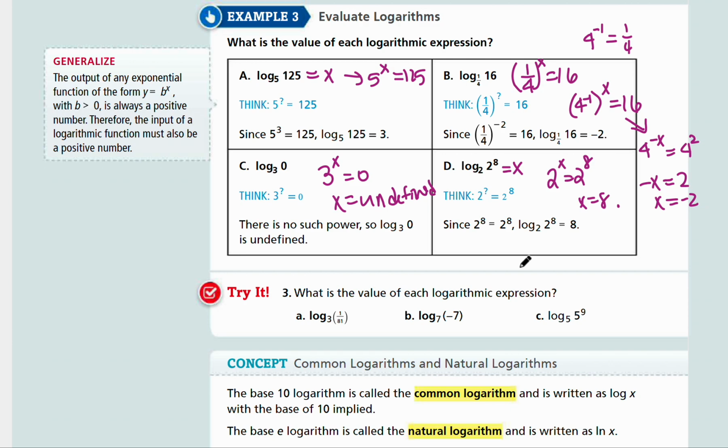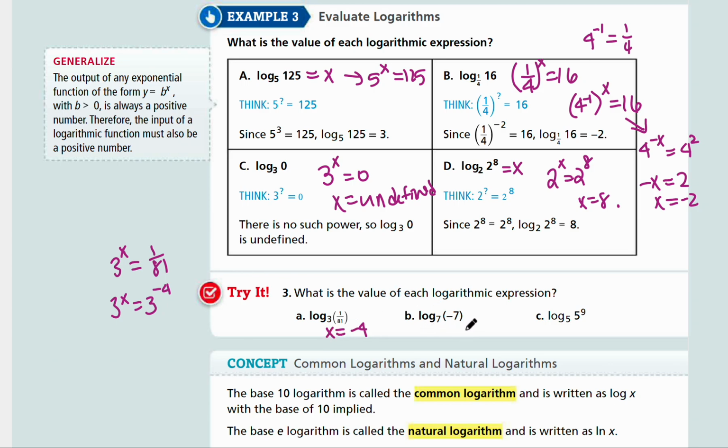Okay, are you ready? All right, let's look at part A. Log base 3 of 1/81 means you have 3 to the power of x equal to 1/81. And obviously, this is going to have a negative exponent, right? Because 1/81 is the same as 3 to the power of negative 4. And so x is equal to negative 4.